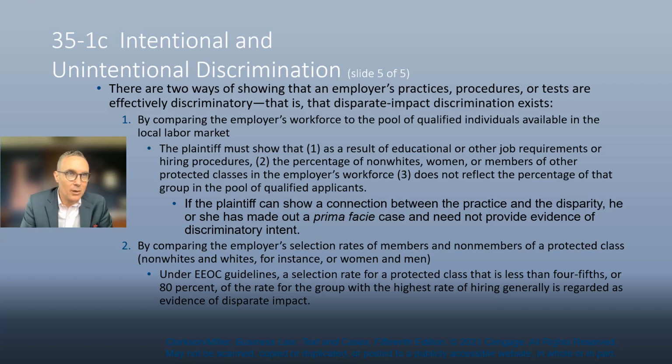So assume with me that there is a group of qualified applicants in this pool in the local labor market, and it is 50-50 male and female. There are 50% of them men and 50% of them women. They're all qualified. And let's also assume that a local employer hires 100 engineers, and all of the engineers are men, even though the applicant pool is 50-50 men and women. If you could show that it was a result of some sort of job requirement or a hiring procedure, you would have a case not for intentional discrimination, that would be a different way of proving it up, but unintentional discrimination.